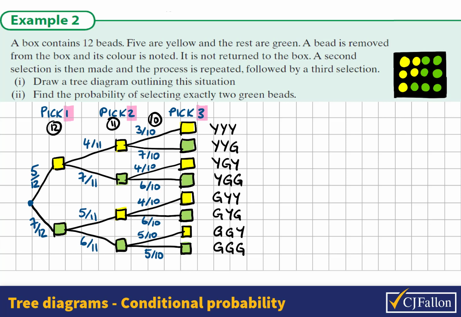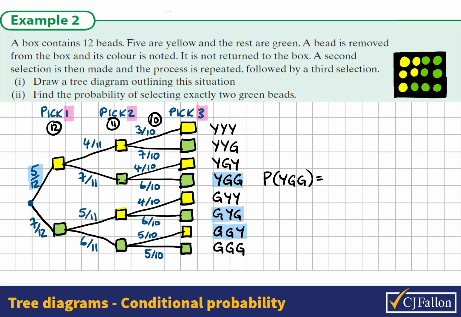Now we're being asked to find the probability of selecting exactly 2 green beads. Well, we can see there's 3 ways we could do this. Yellow, green, green; green, yellow, green; green, green, yellow. That's the way of getting exactly 2 green beads. So let's work out the probability of each of these by looking back at the branches. The probability of yellow, green, green.